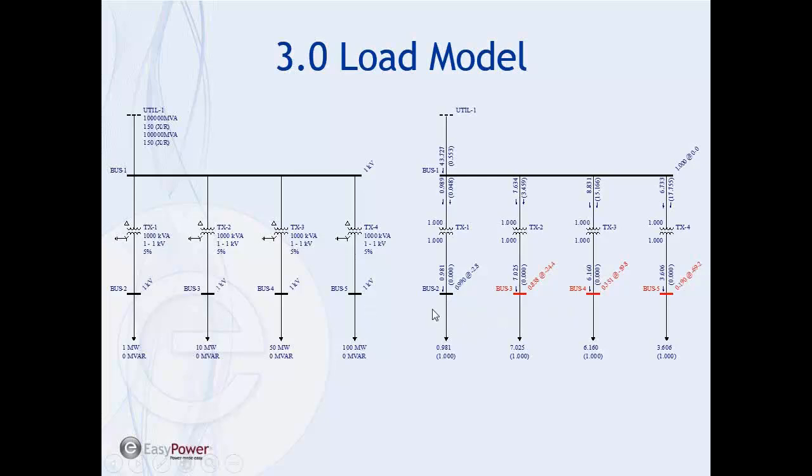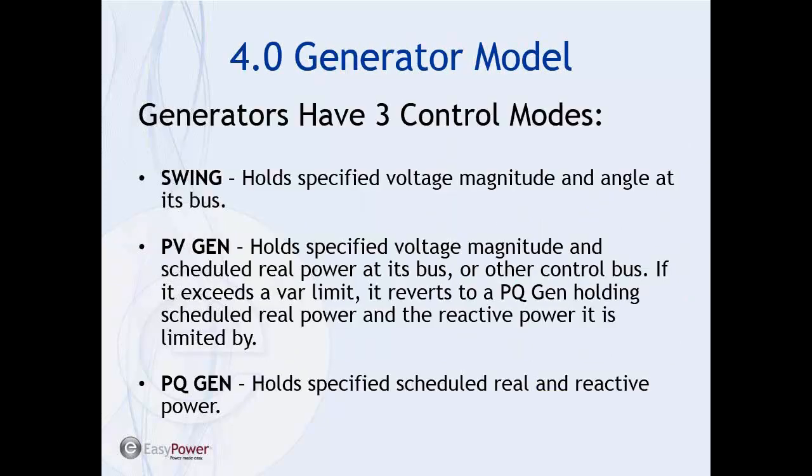And here's the solution. If I solve in EasyPower, notice how the voltages are collapsing, but it's still solving. It's producing an answer. So this tells us that if we actually wanted to, we could put constant impedance loads in our system and we would always have a solution. Very interesting. Now let's look at generators.